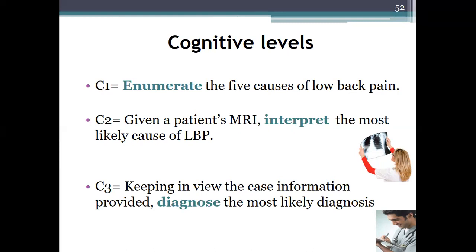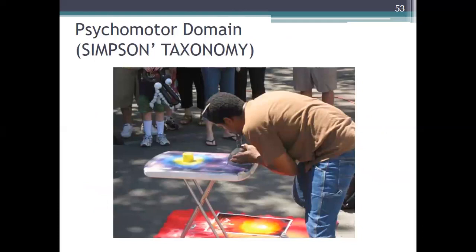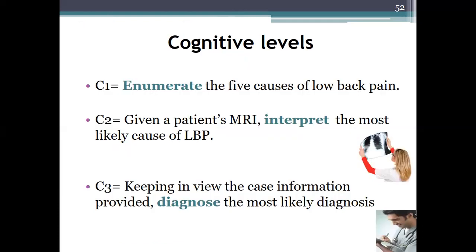Here, if we look at these, mostly the understanding and the remembering, these two will be summarized as C1. In C2, given a patient MRI, interpret the most likely cause of the LBP. Then C3 will be the higher level: keeping in view this case information, provide the most likely diagnosis. We can also concise the different cognitive levels: C1 as remembering or recall, then the second, the understanding, the applying, into C2, and the last two, evaluating and creating, into C3.